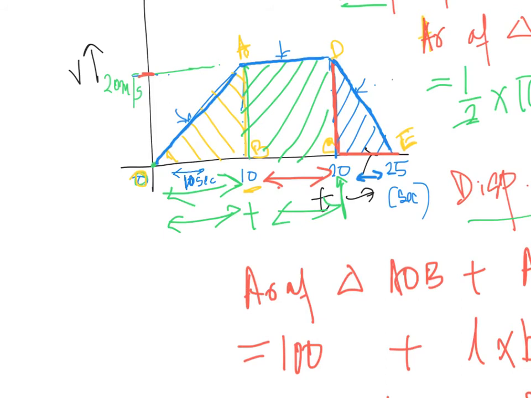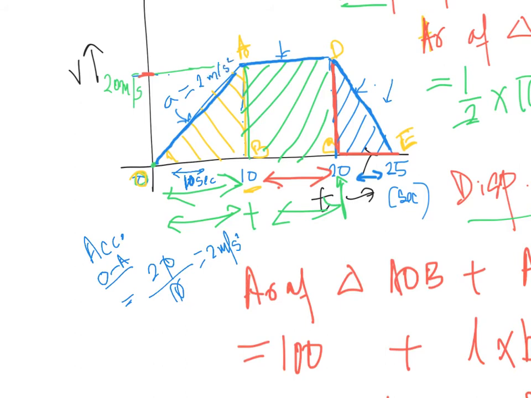There's nothing to do with your problem. Now, can we find acceleration from here? For this OA, if I'm trying to find acceleration from point O to A, we know it is the rate of change of velocity. The velocity has changed by 20 and the time is 10. So my acceleration is 2 meter per second square. Here my acceleration is positive 2 meter per second square, which means velocity is increasing.